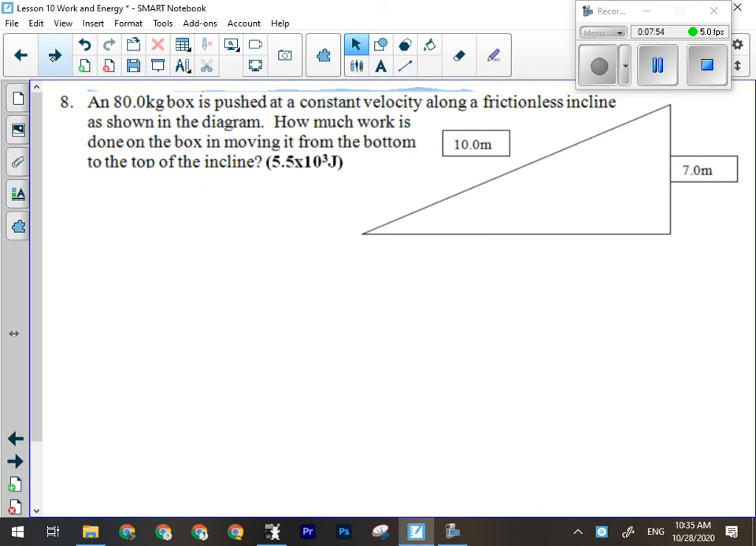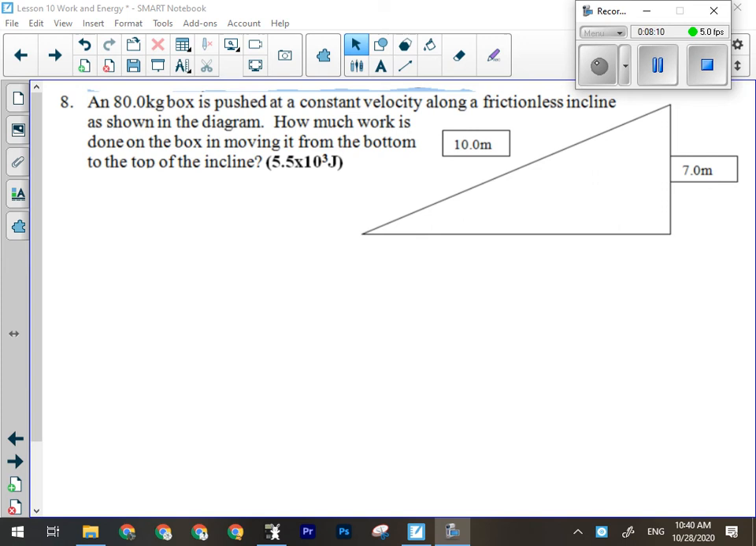Okay, I want you guys to try this one. Read it carefully. The constant velocity part is important. It actually makes the question a lot easier, because it's moving at a constant velocity. All right, I'll give you guys a few minutes on that one.